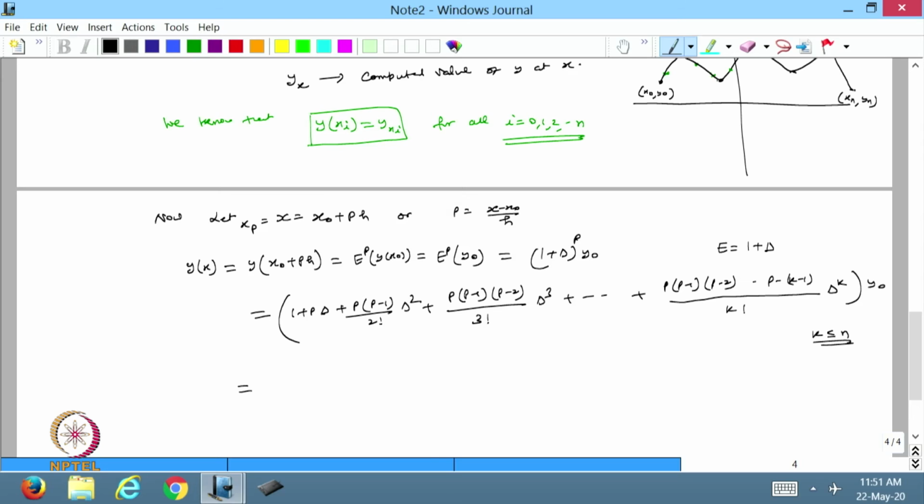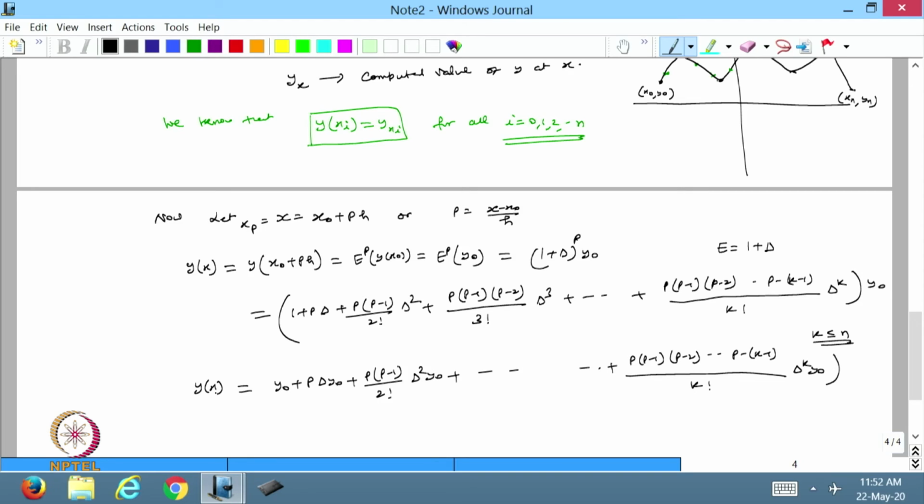So, from here I can take y naught and apply this operator on y naught. So, it will be y naught plus p del y naught plus p(p minus 1) by 2 factorial del square y naught and so on, and in the end p(p minus 1)(p minus 2) up to (p minus k plus 1) by k factorial del k y naught. So, this is my polynomial. I am getting the polynomial in p.